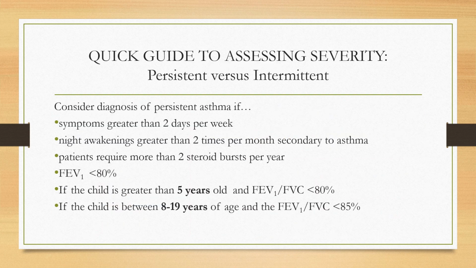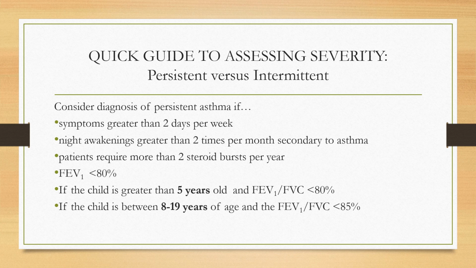How do you identify if you have either persistent or intermittent asthma? Consider the diagnosis of persistent asthma if you have symptoms greater than 2 days a week, you have nighttime awakenings greater than 2 times a month, you also have hospitalizations where you have to go on oral steroids at least 2 times a year, or your FEV1 is less than 80%.